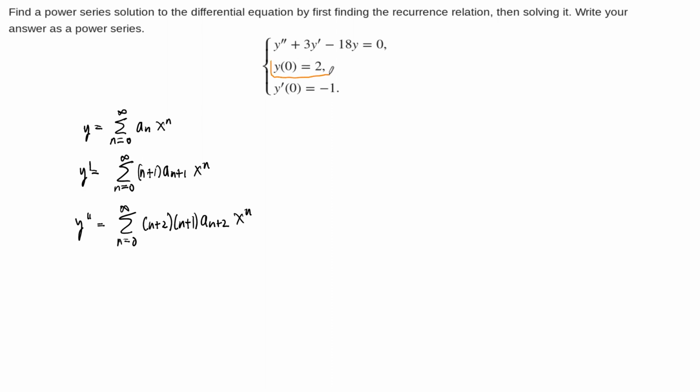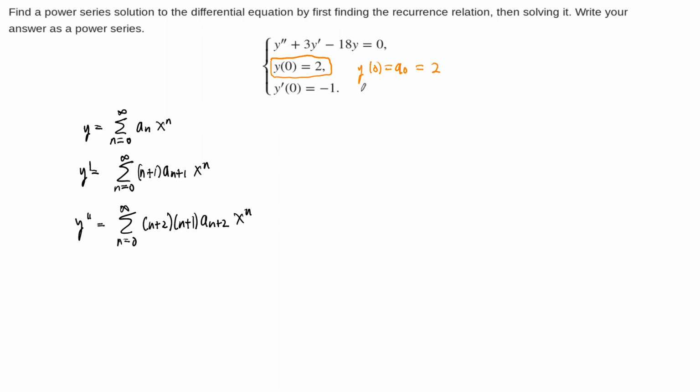Alright, so the other thing that we need to remember here is that if you plug in 0 to these power series, it's going to eliminate everything but the initial term. So let's see what happens here. So y of 0 is just equal to a sub 0. So this is something we did in a previous video. You can check this though. And this is just equal to 2.